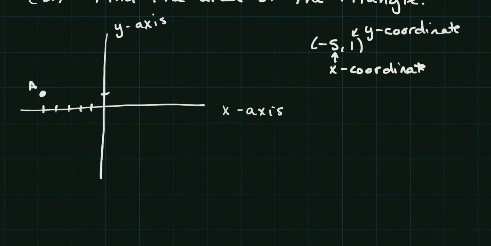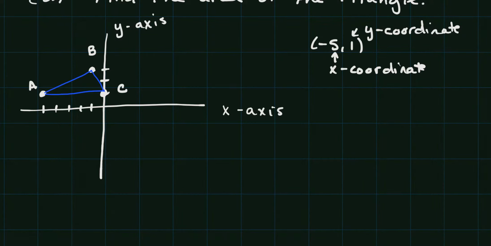The next point is -1, 3. So -1 and up 3, this is the point B. And then the last point, C, is 0, 1. Now remember, 0 is the X coordinate, and we go up 1. So this is the point C. Now let's connect these 3 dots like this.